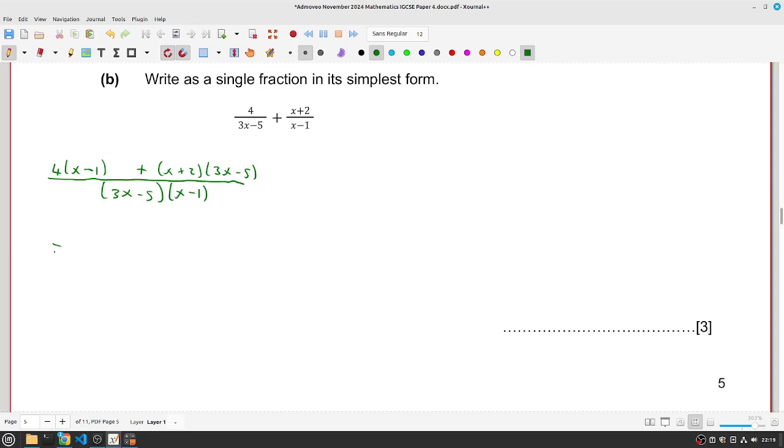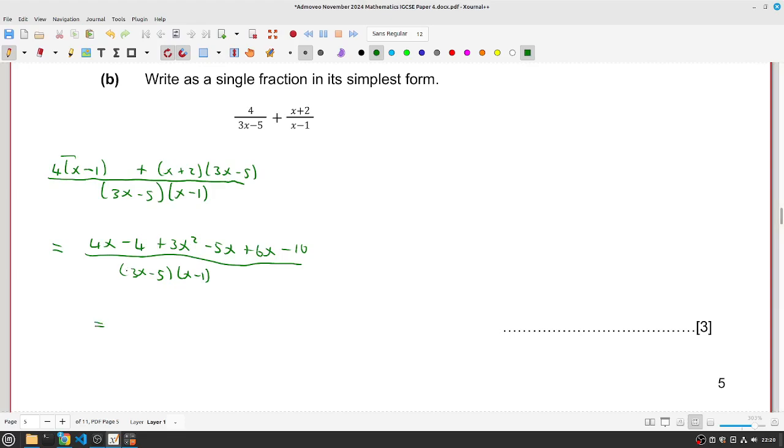Okay, now the top we do want to multiply out. Okay, so 4 times x, 4 times negative 1. And then we've got x times 3x, which is 3x squared. X times negative 5, which is negative 5x. 2 times 3x, which is 6x. And then 2 times negative 5, which is negative 10. All of that is still over 3x minus 5 times x minus 1.